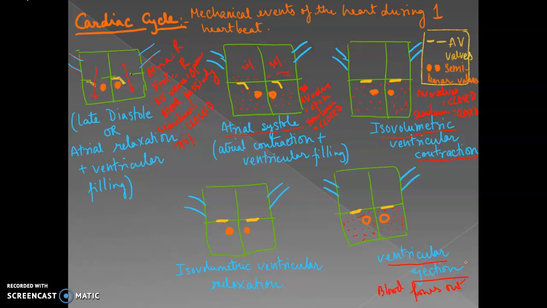And during this time, the AV valves are closed and the semilunar valves open, as you see here. So the AV valves are closed and the semilunar valves are open. Good. Now, the ventricles have squeezed out all the blood by contraction, right? Now, the ventricles are tired. So the ventricles will be like, oh my God, I worked so hard, I need to rest.